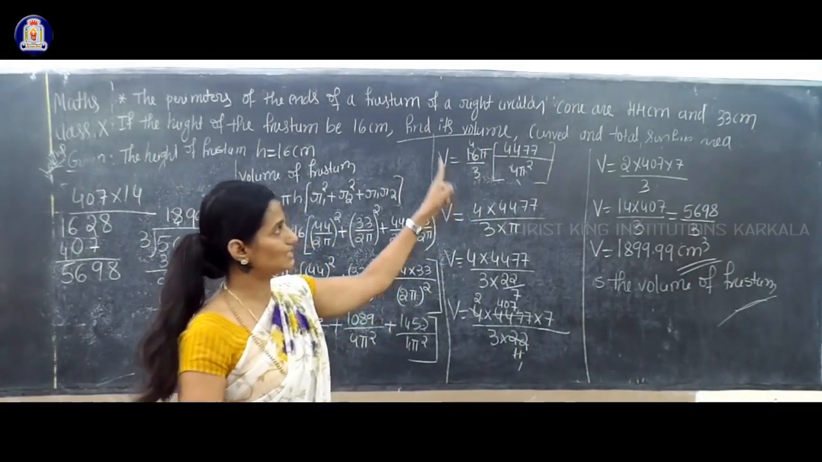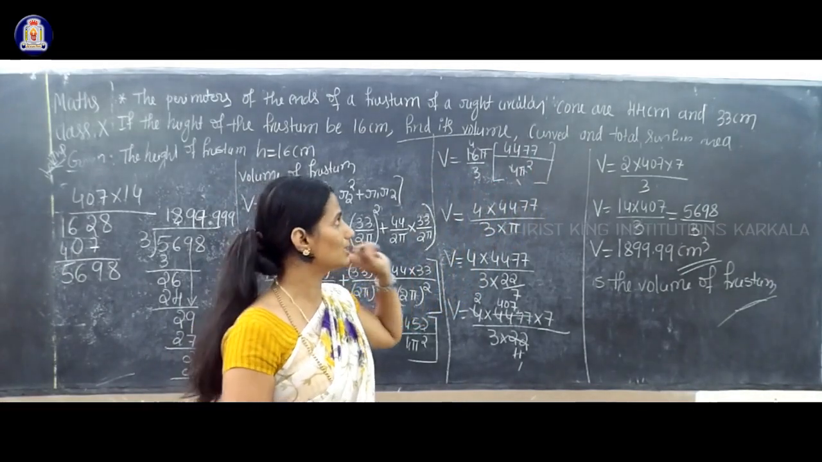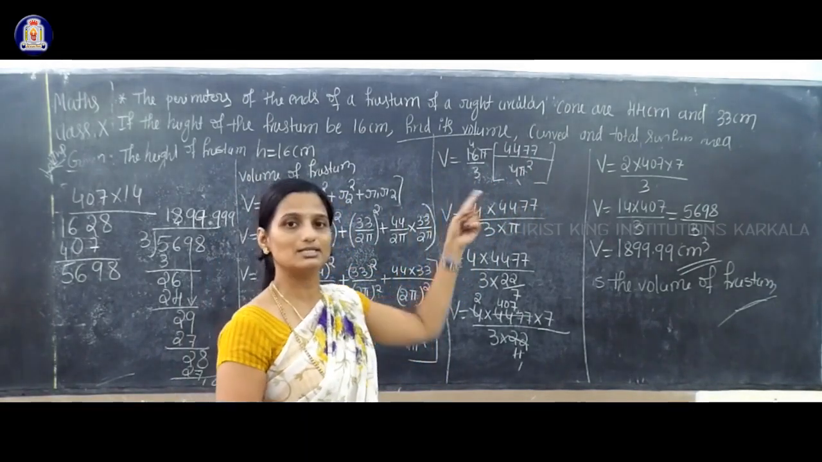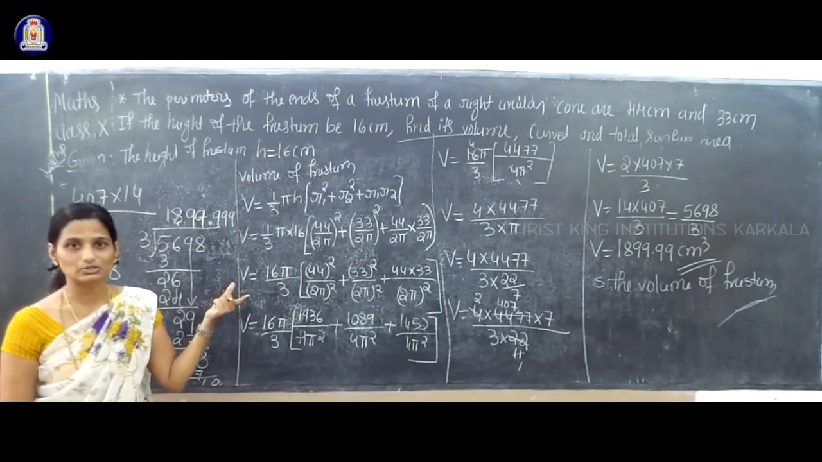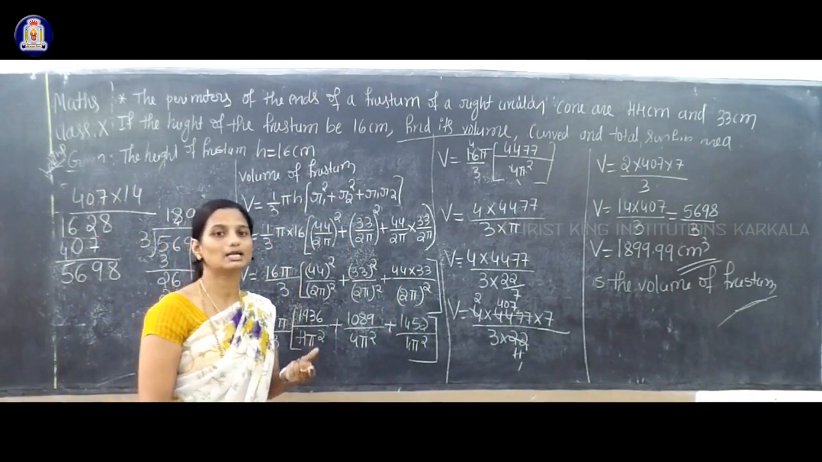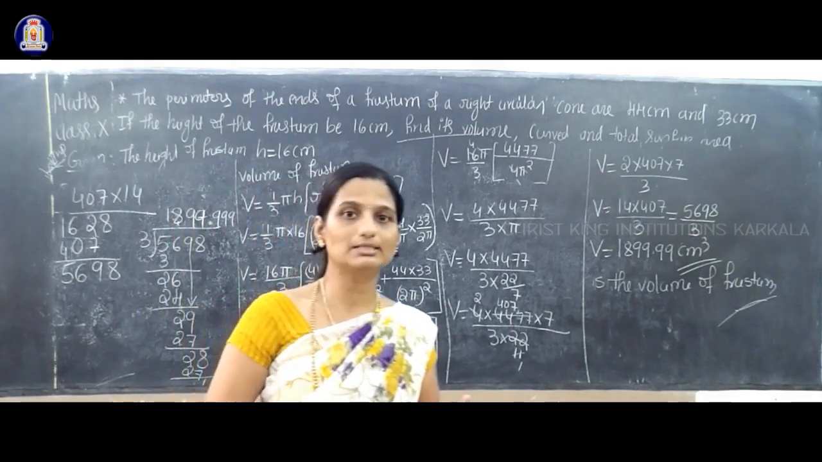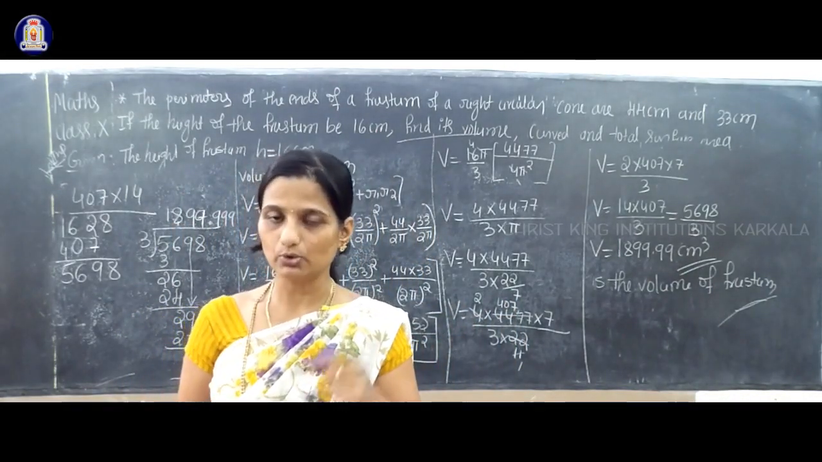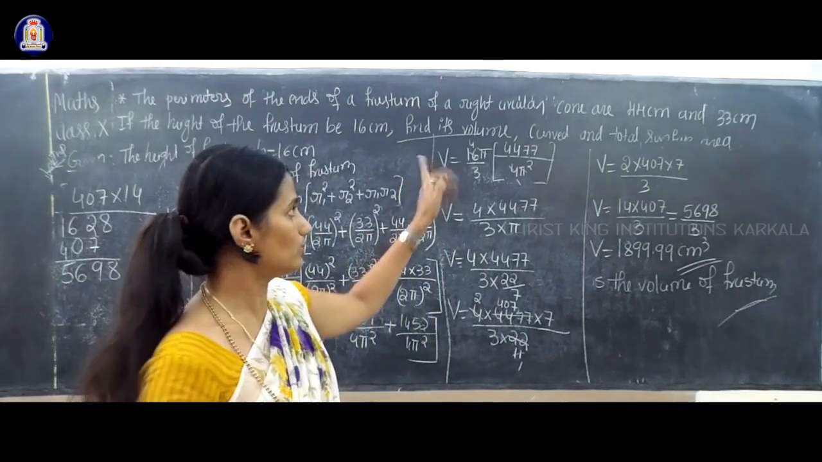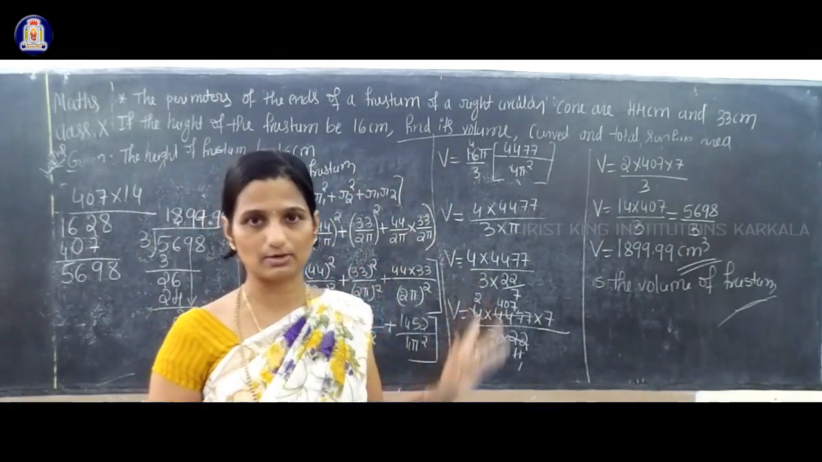Now second, CSA and total surface area, take it as homework. To find CSA, L should be, what is L? Slant height. Slant height is not given. So find that slant height by using the formula L is equal to square root of h square plus r1 minus r2 whole square, and go to the formula for CSA and total surface area.